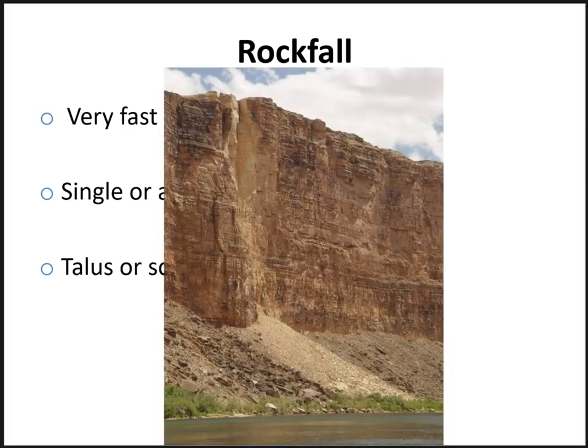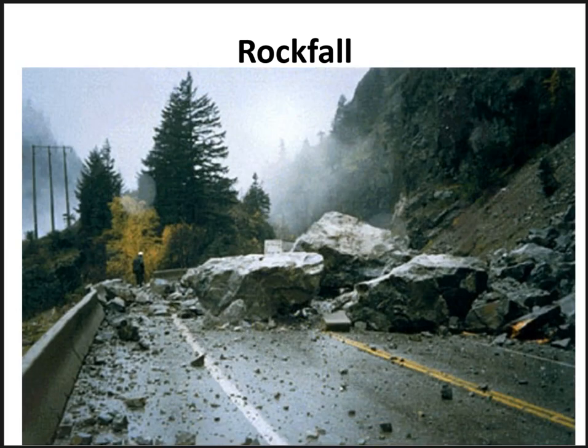Here's a picture of talus being formed at the base of the cliff, with this talus cone being formed right here. In this picture, we can also see an assortment of rock sizes that have come down in this rockfall and are blocking the road.